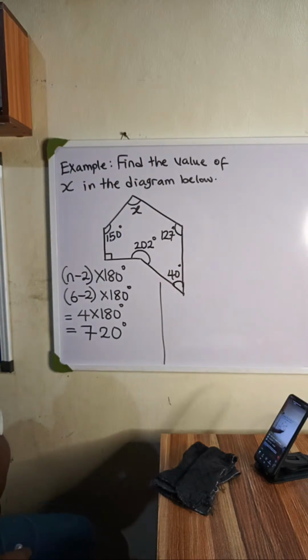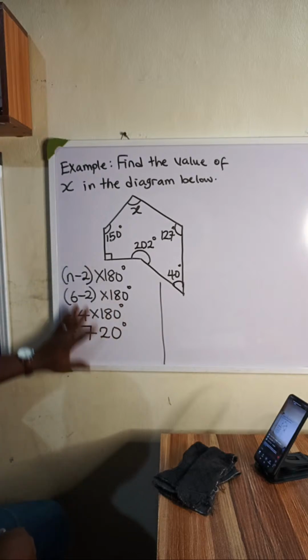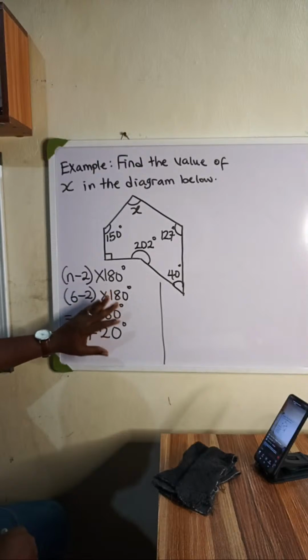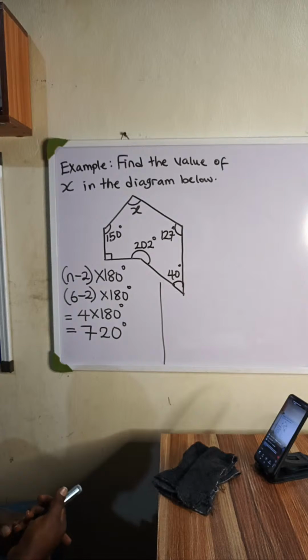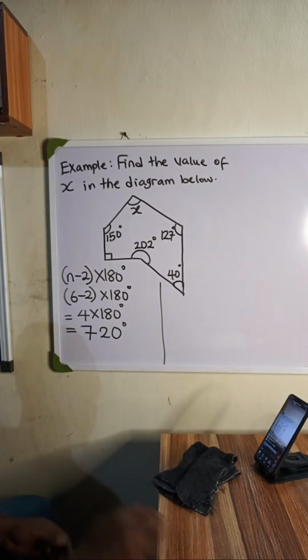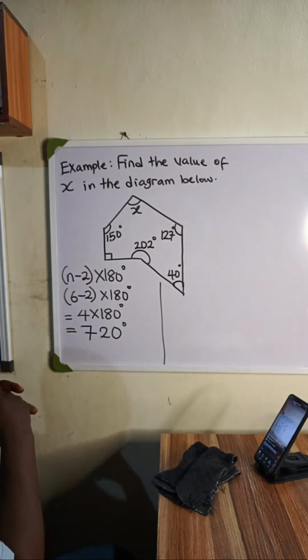720 degrees. Okay. So for us to do that, I'm going to wipe this off. Because of space, I'm going to wipe this off. Can I go ahead to wipe it off? Okay, I will do that.